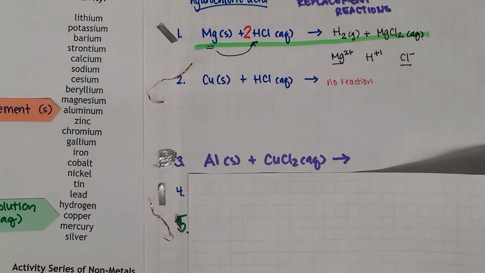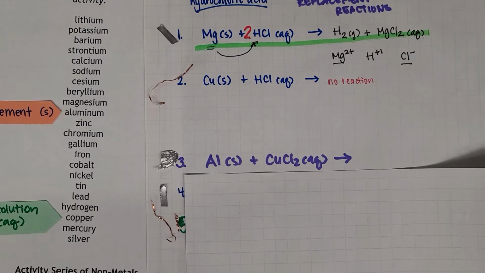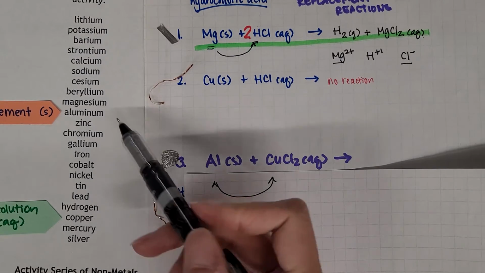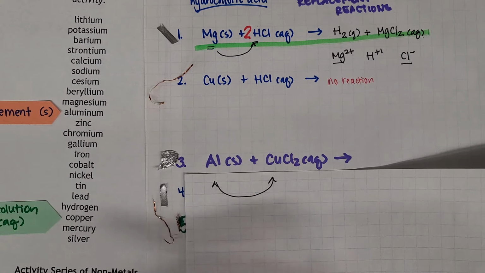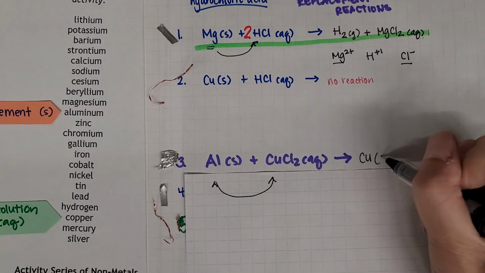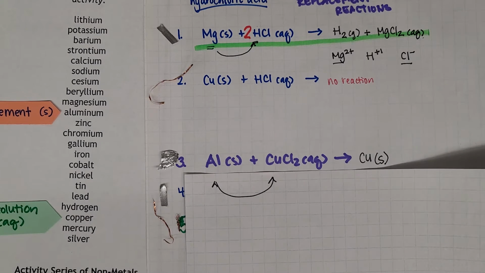Let's see what happens. So with aluminum, can it kick out copper, right? Aluminum can kick out copper in solution because it's more reactive. And that means that copper would be by itself, so copper is in solid form. Another way I know that is just by looking at the actual reaction.